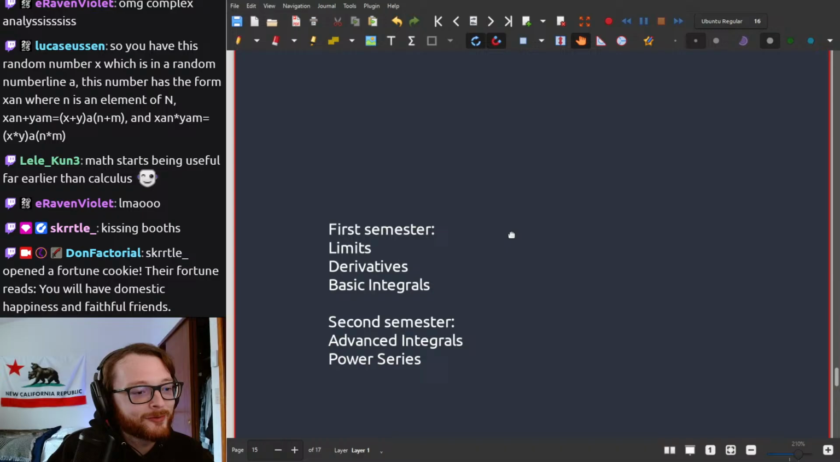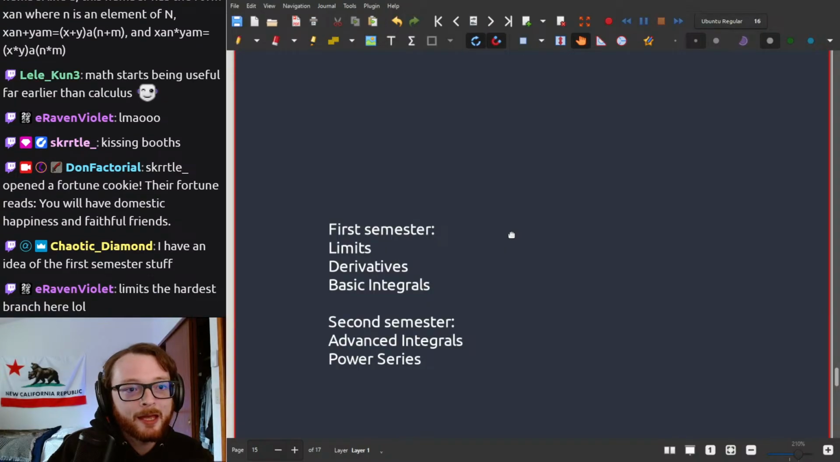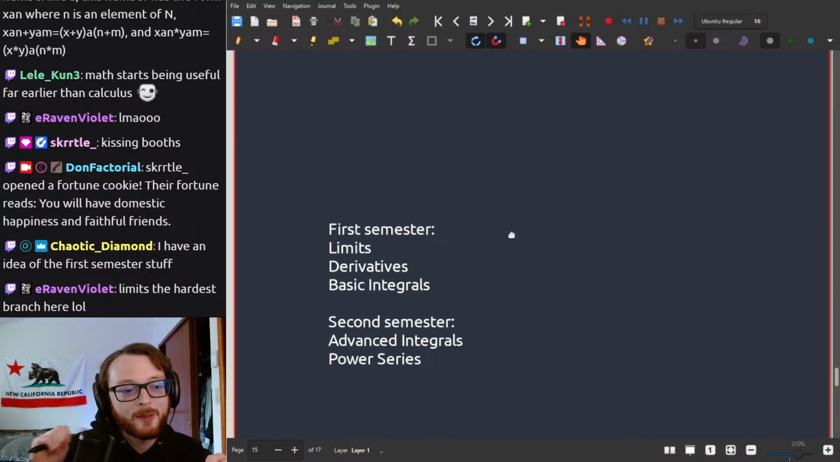Lucas, I'll read that in a second. Math starts being useful far earlier than calculus. Lele, I agree there are uses for it. I'm saying useful in, maybe cool is better for what I mean. Because I like that calculus unlocks, it takes physics from being something that you have to just memorize to something you can actually derive and understand fundamentally. And I really like that about calculus. You get to learn where things come from.